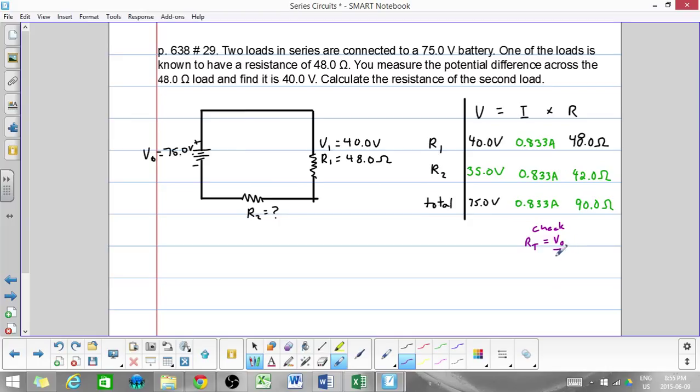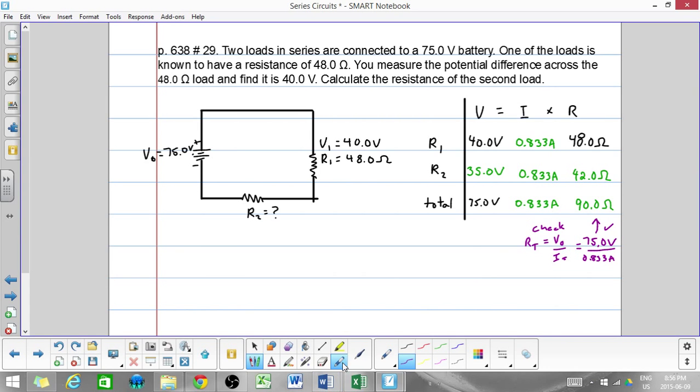The potential of the source over the total current. So just using that last row, 75 volts over 0.833 amps does give you 90 ohms. So you see you get 90 this way, you get 90 that way, and if you get to that point, you're sure you've done it right. Now, that's another good reason to just solve the whole circuit because it enables you to check your work.